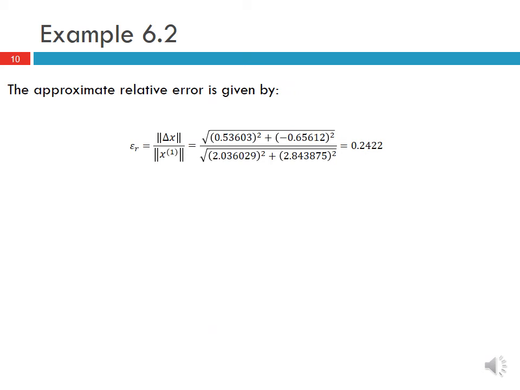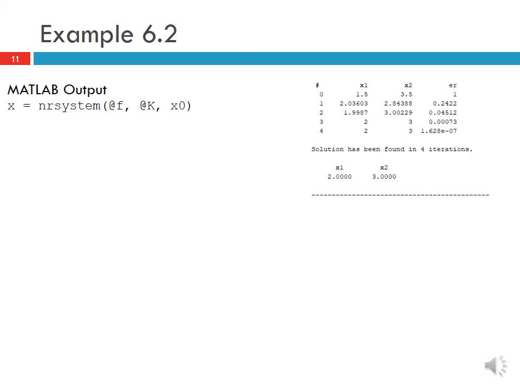So then we calculate the approximate relative error. Epsilon r is equal to the norm of the difference. So in this case, that's the norm of delta x divided by the norm of our current approximation, which is x1. So after this first iteration, our approximate relative error is 0.2422. And then we can continue the iterations.